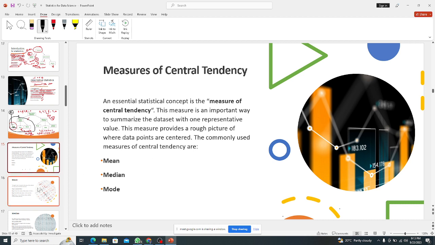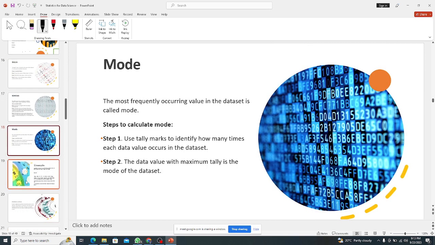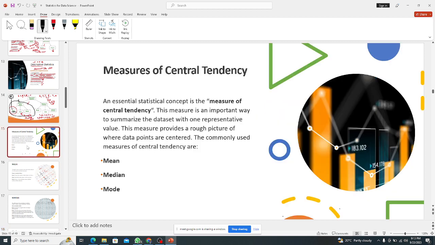But basically now we are just going through what we've already discussed. All right. So let's start with the measures of central tendency. We've said that an essential statistical concept is the measure of central tendency.